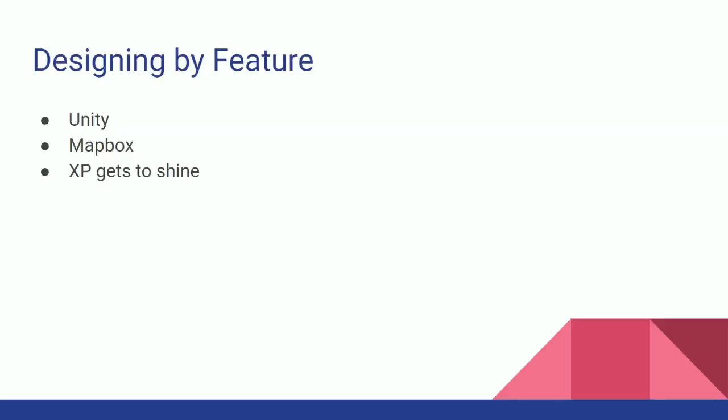Designing by feature. Designing by feature means to design the product from the available technology. In our case, we're using Unity and Mapbox, which allows the user to load in a geometric 3D landscape of anywhere in the world. But due to Mapbox being a third-party closed-source software add-on for Unity, it's not very easily modified. Fortunately, it is a very customizable add-on and did allow us to realize a lot of features and functionality due to its versatility. This is where XP gets to shine.